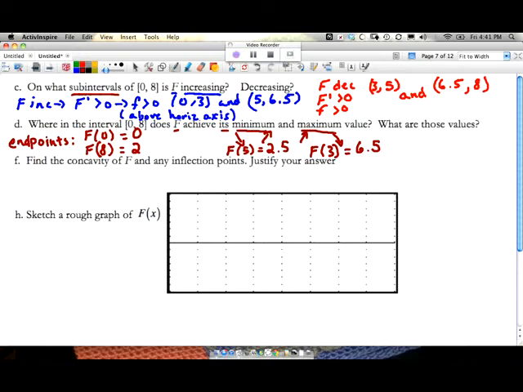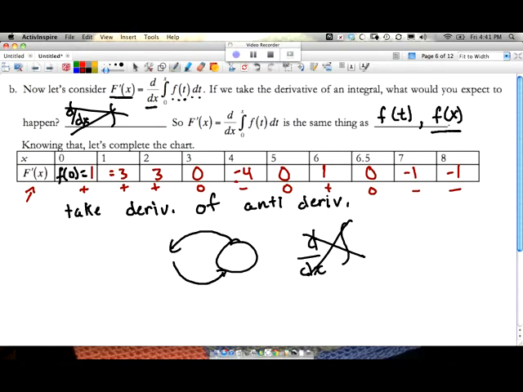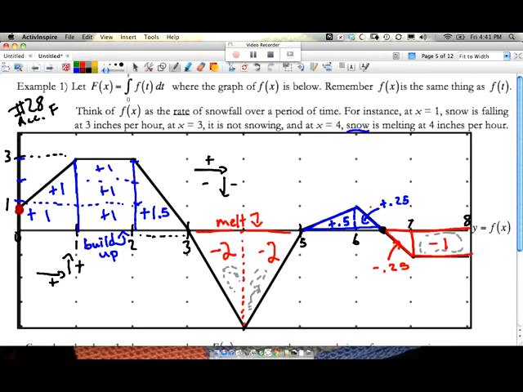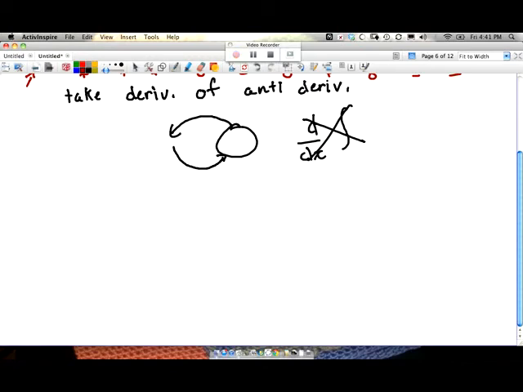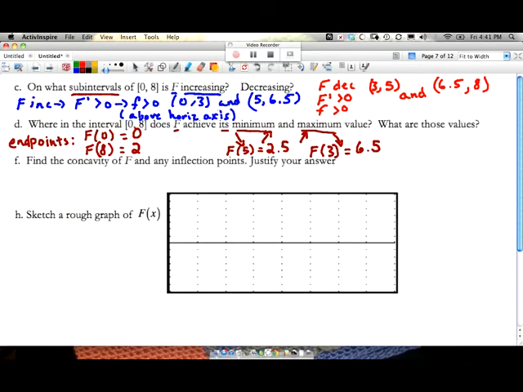But let's double check those numbers just to make sure. So f of 3, not f prime, but f of 3 and f of 5. We got 6.5 and 2.5. So both of those were correct. So what is the min and what is the max? Well, the biggest number out of all these is f of 3. So this is our max. It's at 3 and the value is 6.5. So we're answering both parts of the question there. And where's the min? It's here at 0 and the value is 0. All right, so that wasn't too bad.